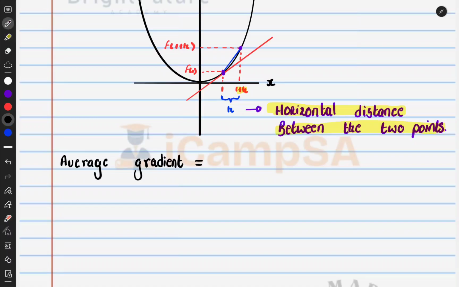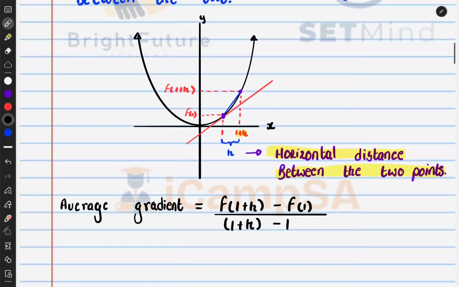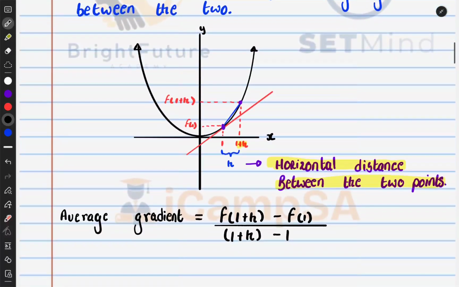So for the average gradient, we're going to have y2, which in this case will be f at 1 plus h, minus f at 1, over 1 plus h minus 1.